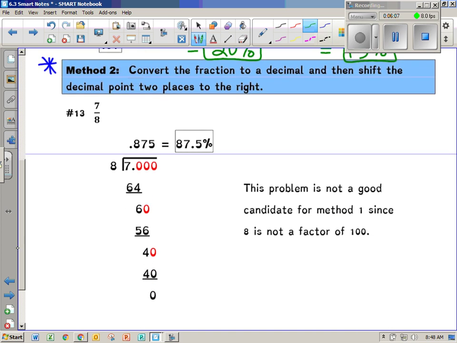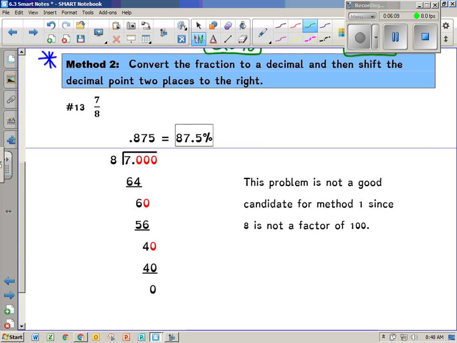Unfortunately, method number 2 is the one people enjoy the least, I would say, and that's just because it requires long division in most cases. So this problem's not a good candidate for method 1 because 8 doesn't divide into 100 evenly. So I would just say, okay, I need to figure out what 7 divided by 8 is. But think about it. It's as if you got 7 problems right out of 8. You'd score pretty well on a test, right?